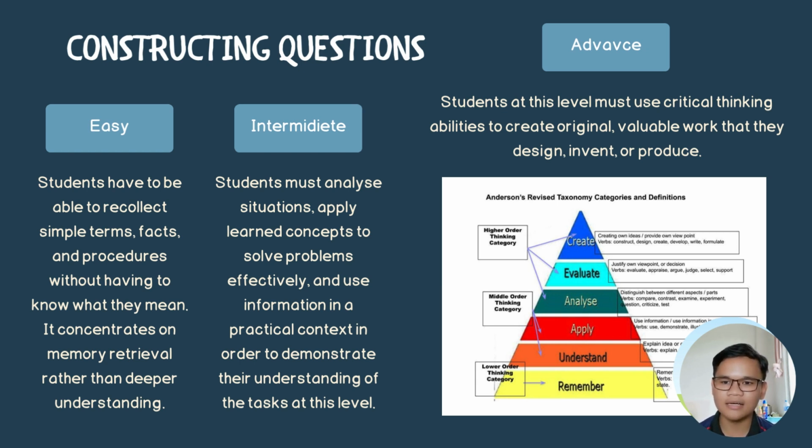Secondly is the intermediate level. In this level, students must analyze situations and apply learned concepts to solve problems effectively. They must use information in a particular way in order to demonstrate their solution. The third one is the advanced level. Students at this level must use critical thinking ability to create original, valuable work that they have created.